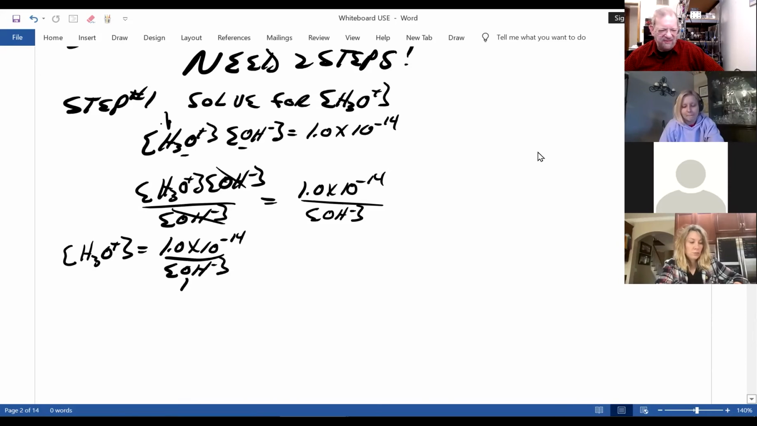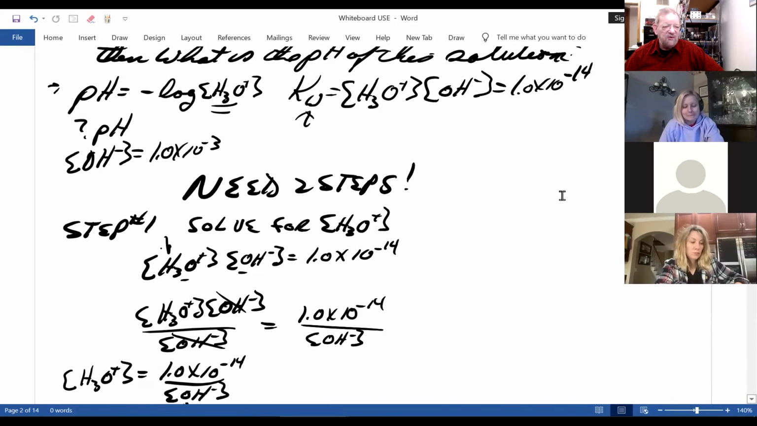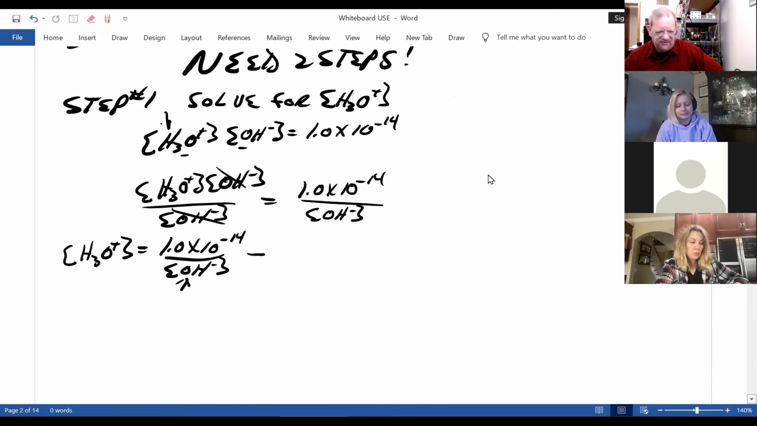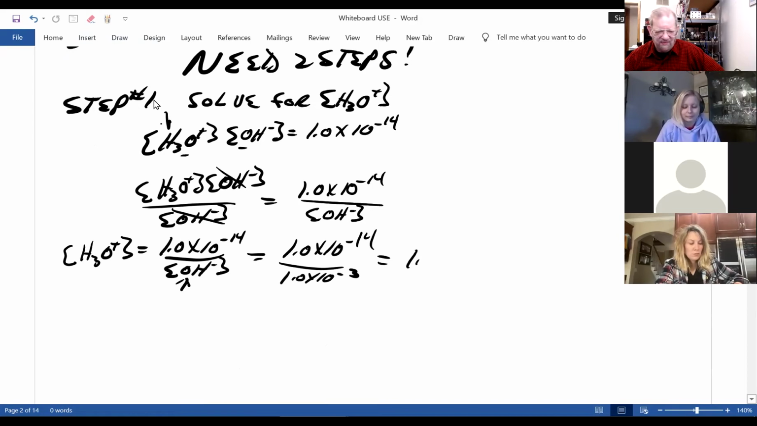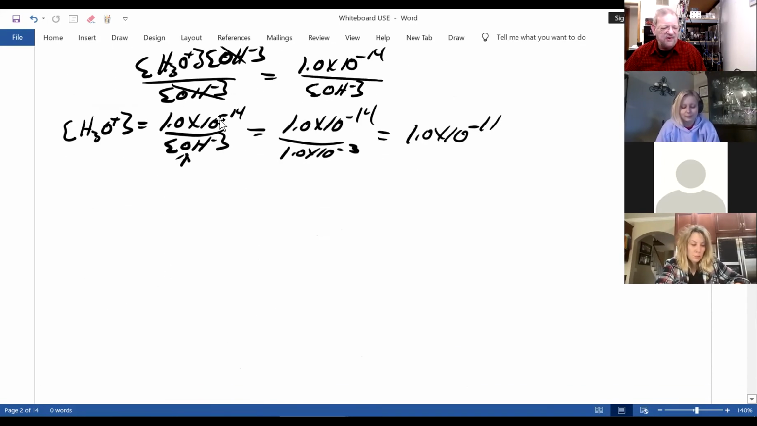I know that this number right here, if we scroll up, 1.0 times 10 to the minus 13th. So I'll put it in. Times 10 to the minus third. I think I might have said something wrong here. Let me clean this up. And this is equal to 1.0 times 10 to the minus 11. Now, are we done? No, because we're trying to find the pH. So now we do step number 2.